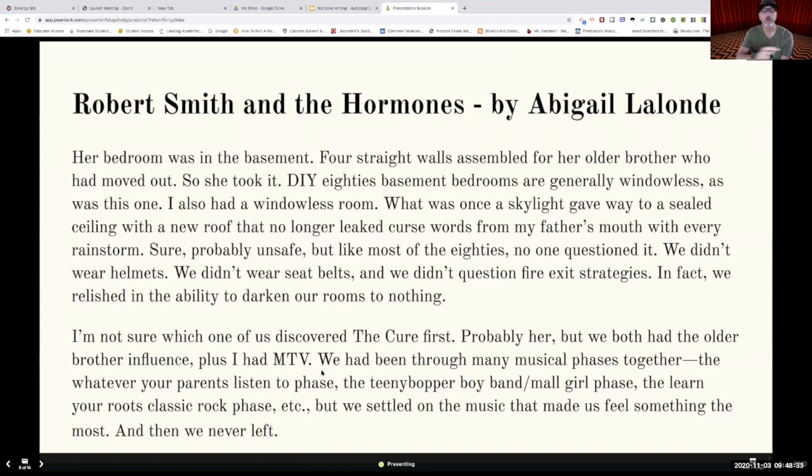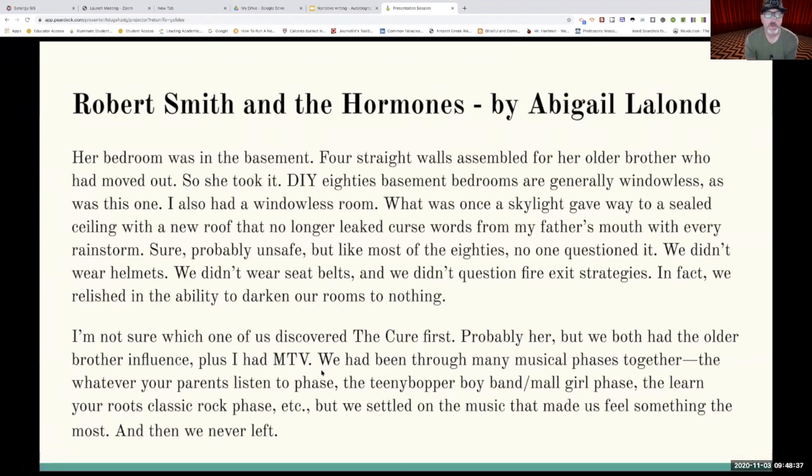For those of you who don't know, MTV is short for music television, and it was created in 1980, and they used to show music videos, and it was a big deal. Like when I was growing up, you would wait for your favorite band to come out with a video, and it would be shown on MTV, and it was magical.